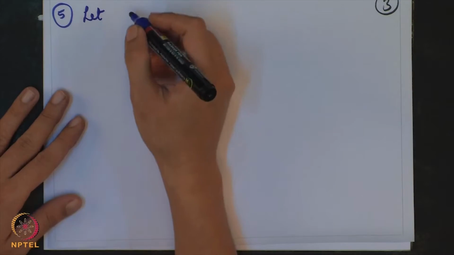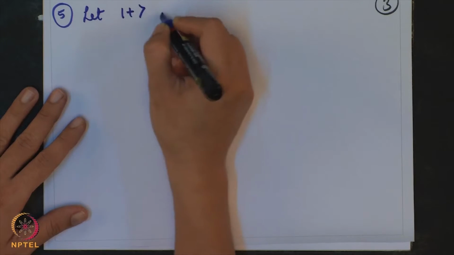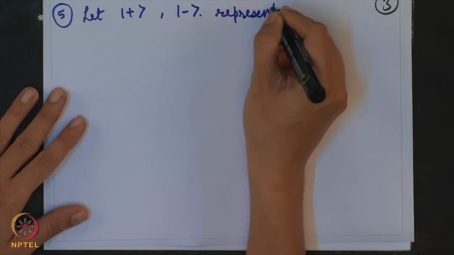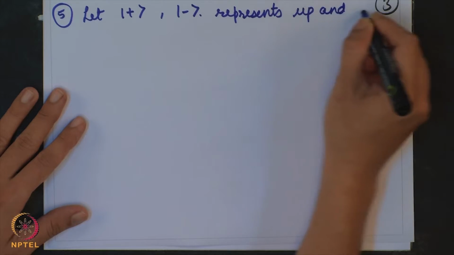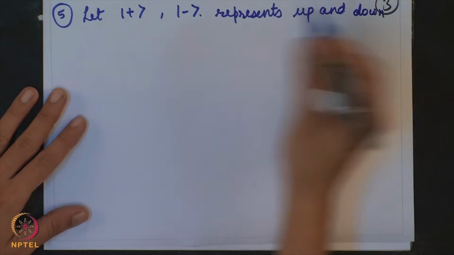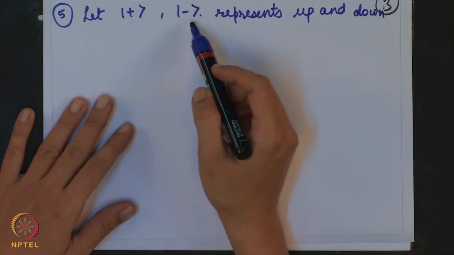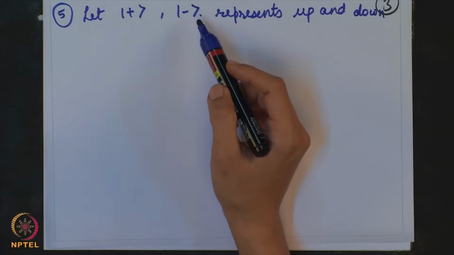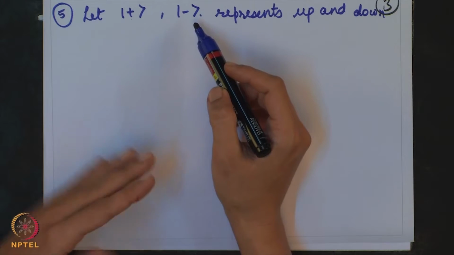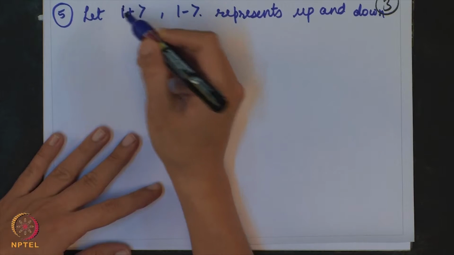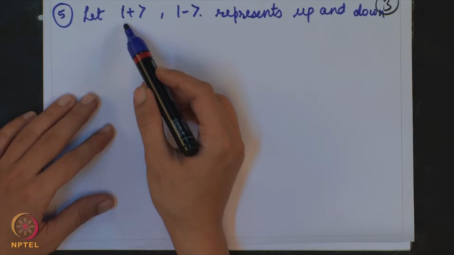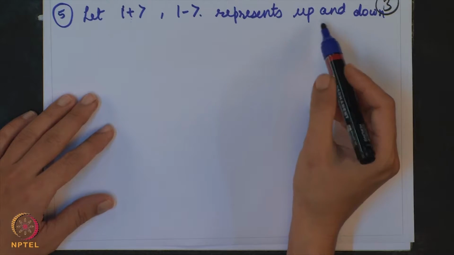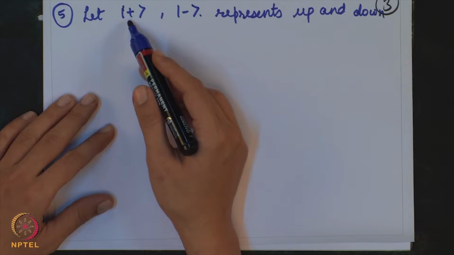We already know that plus and minus represent the up and down states. In some places you will find 0 and 1, in some places plus and minus, plus half, minus half. These notations differ from book to book and person to person, but the meaning remains the same: the plus state, or ket plus, is the up state, which will give the eigenvalue when operated on by Sz.